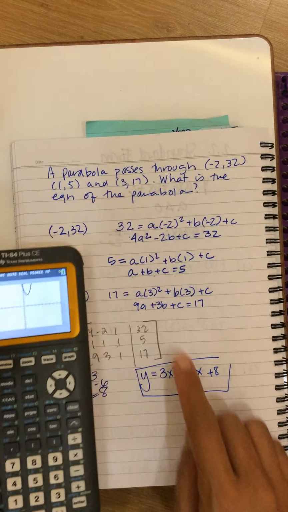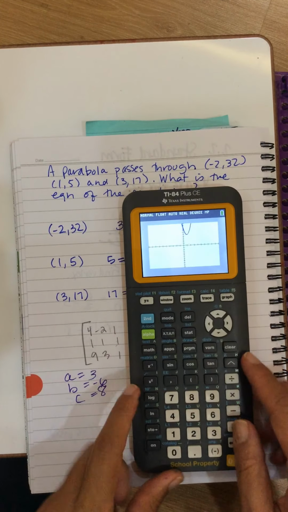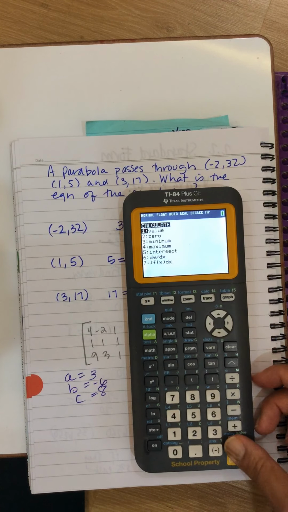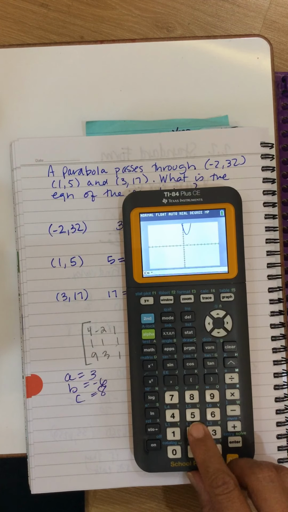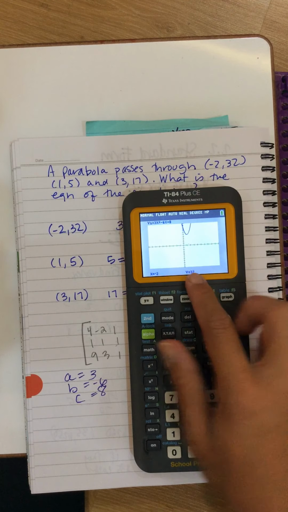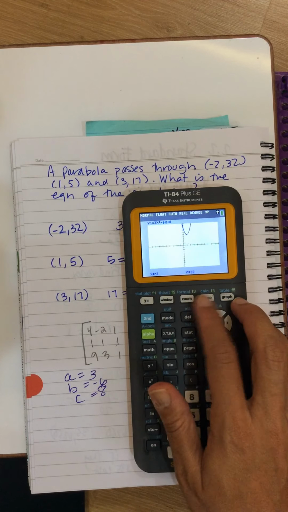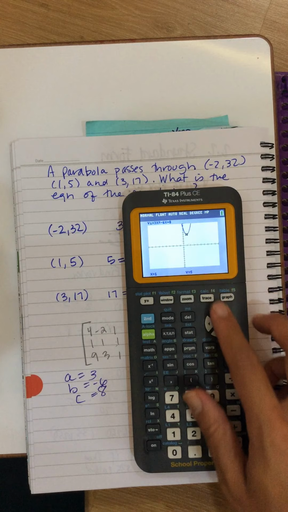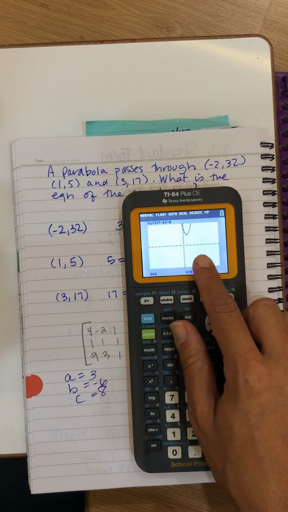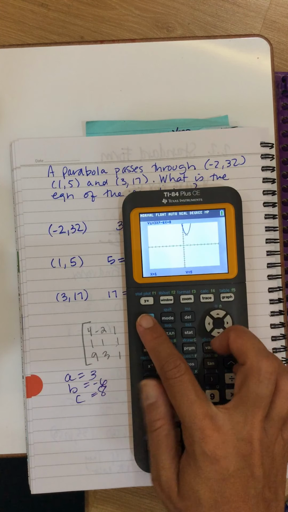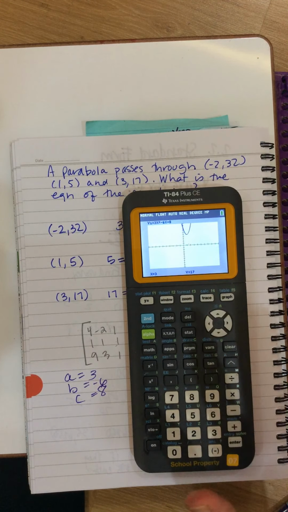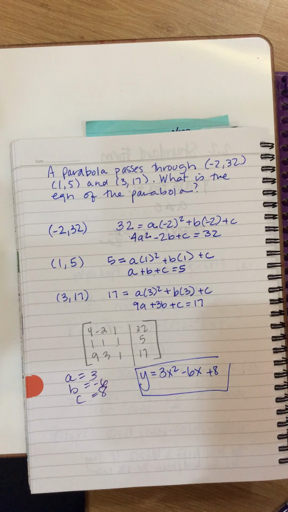There's the graph. Does it have these points on it? Let's check. So if I go to second calc, I can hit value. Let's check it at x equals -2. When x equals -2, y equals 32. Yep. Okay, let's try another one. Value. What about when x equals 1? I should get 5. Yep. And then let's check 3. Value 3. Yes. So our equation is correct. That's how you can use technology to help you. See you next time.